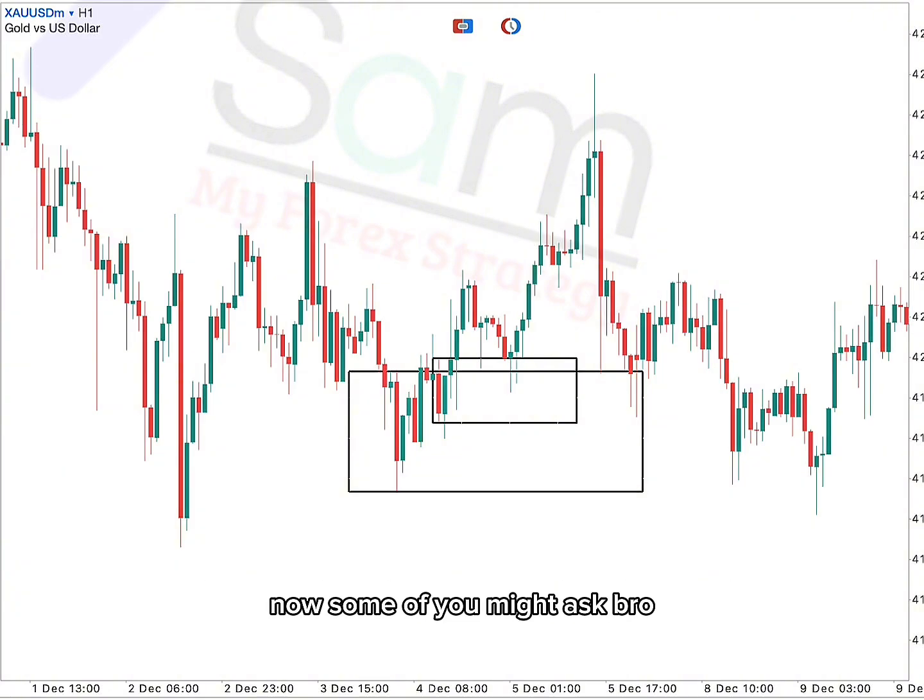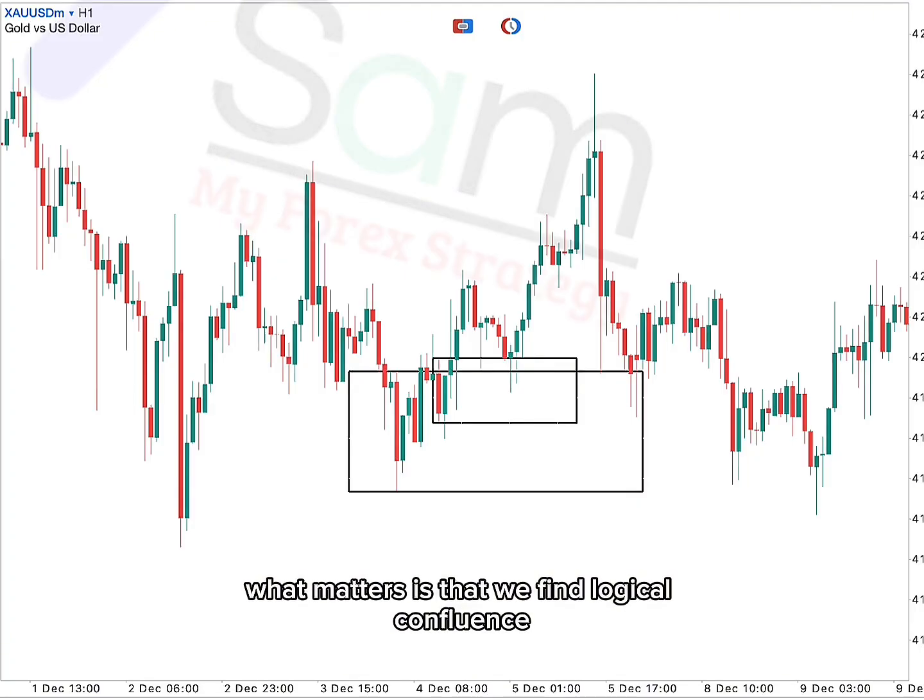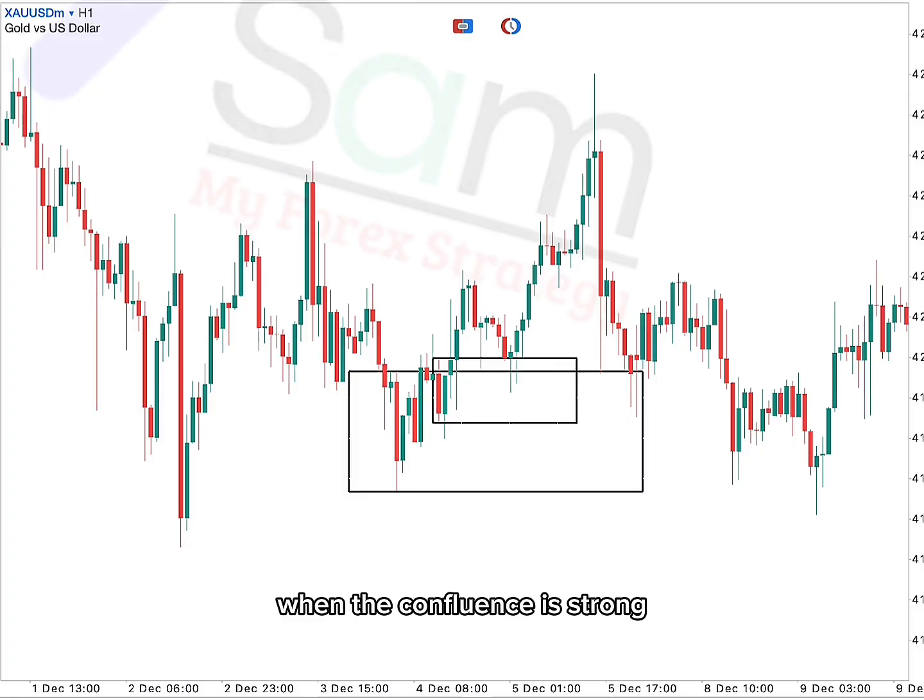Now, some of you might ask, bro, what if there's no engulfing on H1? Chill, that's totally fine. It's not a problem. What matters is that we find logical confluence. When the confluence is strong, the entry area will naturally become clear. Okay, moving on. After we find another engulfing on H1, that's when we start looking for confluence.